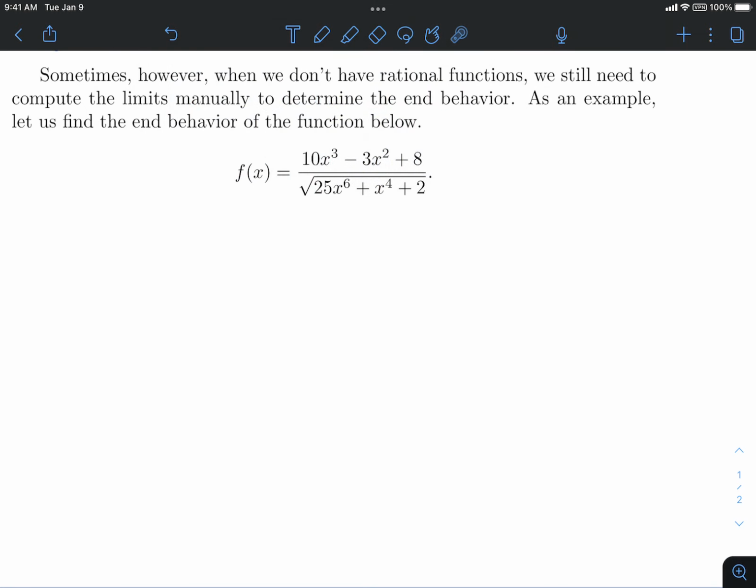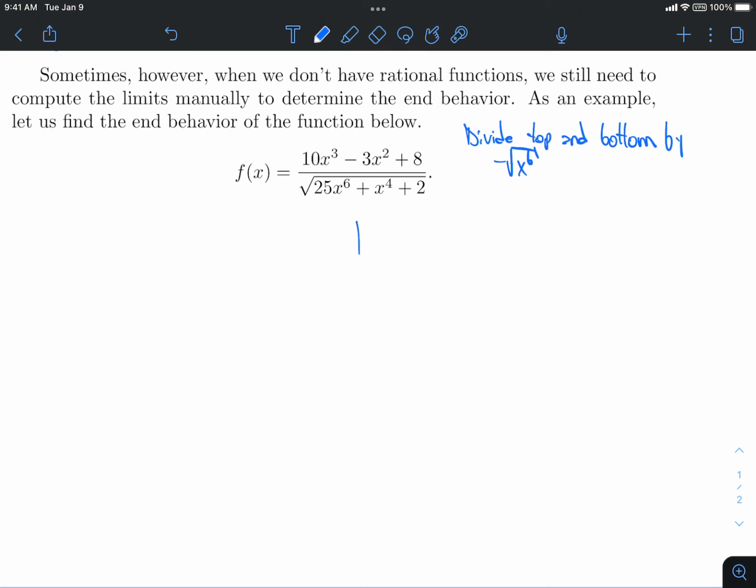We look at the highest degree at the denominator. So that's x to the 6th. But there is also a root. So we divide the top and the bottom by the root of x to the 6th, which could be kind of challenging. So let's do the obvious thing first.